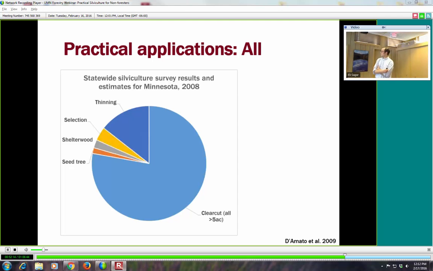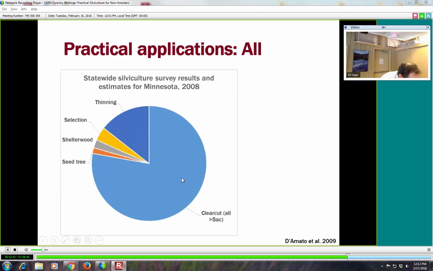So I mentioned earlier that I was going to talk a little bit about data. Is this done in Minnesota? What do we actually see done? Again, I hope you can read this. This is data presented in a publication by Tony D'Amato and a number of collaborators from 2009, so it's a few years old, but not too old, and it's generally consistent with other similar data. This is statewide. This is not for any one landowner.